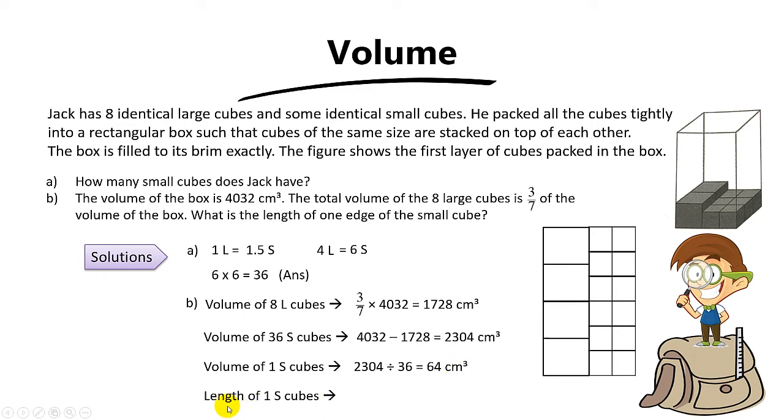Alright, so to find the length, you're going to ask yourself, what times what times what gives you 64? The answer is 4. The shortcut is basically you cube root. You can press the calculator, you can find the cube root button. Cube root means it's asking what times what times what gives 64. So when you cube root, you should get a final answer of 4 cm, and that will be the length of one edge of the small cube.